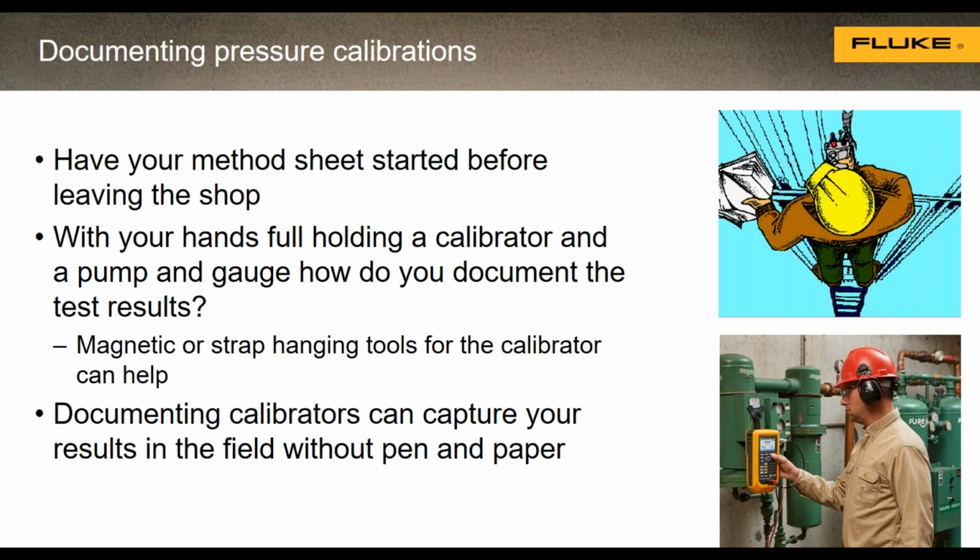All that's important, but then you also have to worry about all the equipment you're taking with you. You've got a pump, maybe a gauge. How the heck do you calibrate and document those results with all the stuff in your hands? So, there's ways of getting around it. Some of the tools have magnets or hanging straps that let you put the calibrator somewhere to do your work, and then you have to write this stuff down, or get yourself a documenting calibrator. With the documenting calibrator, it automatically captures those results digitally in the device, and you don't have to worry about having a pencil, pen, paper, whatever with you when you're out in the field.